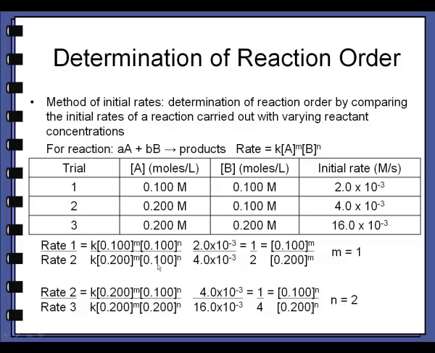So how do we determine order? The way we do this is using something known as the method of initial rates.